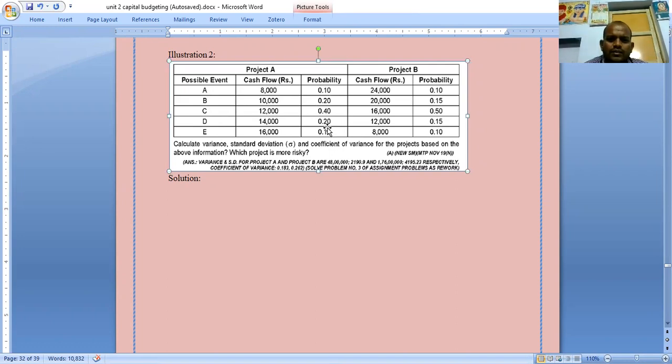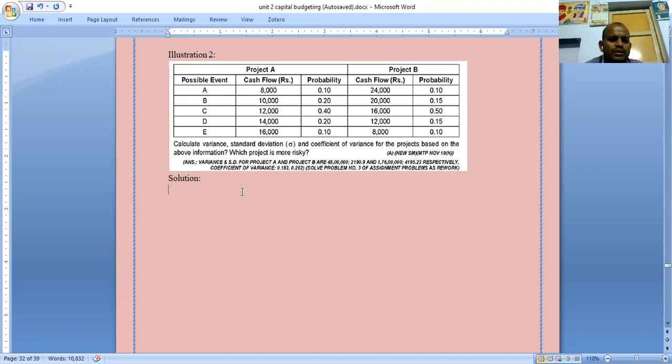Let us see. 1 plus 2, 3 plus 4, 7. 7 plus 3, 10. Here also 10, 15, 25, 75, 75 plus 90, 100. So it is also 1. So probability always will be 1. Calculate the variance, standard deviation and the coefficient of variation for the project based on the above information. Which project is more risky?